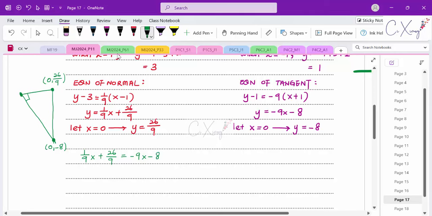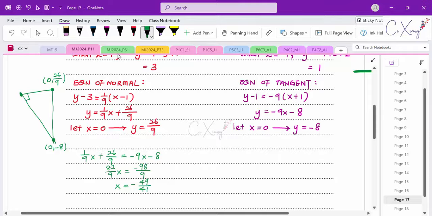So from here, I try to solve that. If I try to solve that, right, I'm having 82 over 9x. You simplify it, equals to negative 98 over 9. Then when I get the x, I get the x coordinate negative 49 over 41.